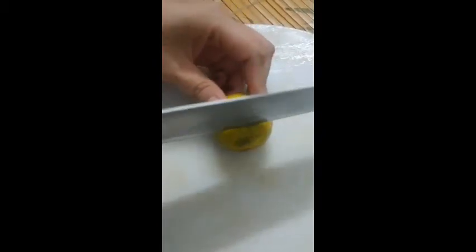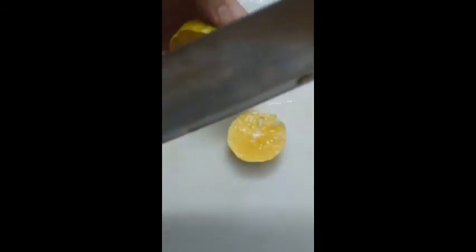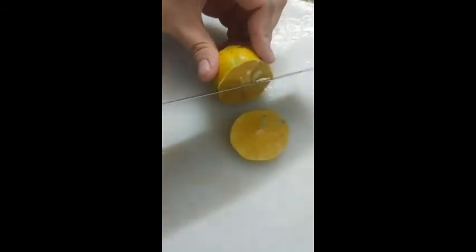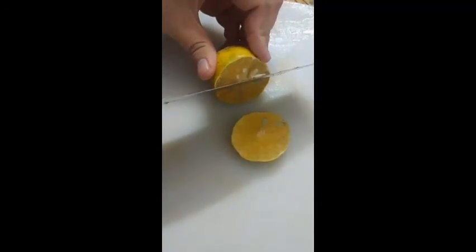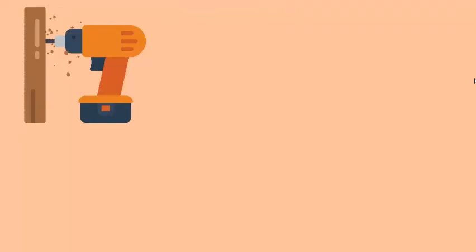Now, let's look at another example. I have a knife and a lemon. You can easily cut a lemon using the cutting edge of the knife. But if you use the blunt edge of the knife, it will be difficult to penetrate it. What is the reason in this case?